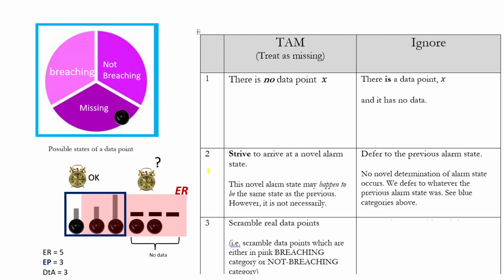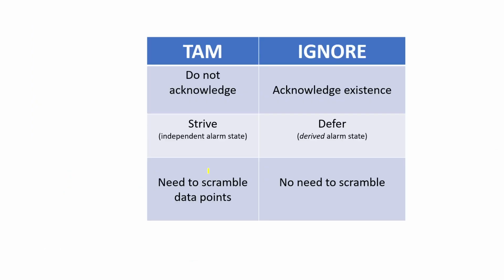And the third point of difference, and this is related to the previous one, is that with treat as missing, we're scrambling real data points, so retrieving from the past data points that have value, real data points. So we're going back, and I've shown here that we're scrambling beyond the evaluation range. Why you might think this occurs, I'll get to in a moment. Whereas with ignore, because we're deferring to the previous alarm state, there's no need to scramble. So there's 3 points of difference.